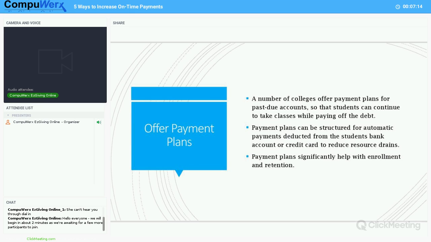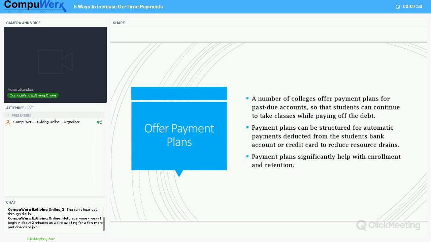Some strategies to maintain collections on past due accounts or those on payment plans include setting up auto pay, where payments are automatically deducted from the student's bank account, credit card, or debit card. Again, that's reducing resource strain on the schools because they're not having to manually process payment plans. The CompuWorks system allows you to set up payment plans where payments are automatically deducted without any additional resource strain, and there are other methods to do so as well. And again, when you can set up payment plans, you can greatly help with enrollment and retention.